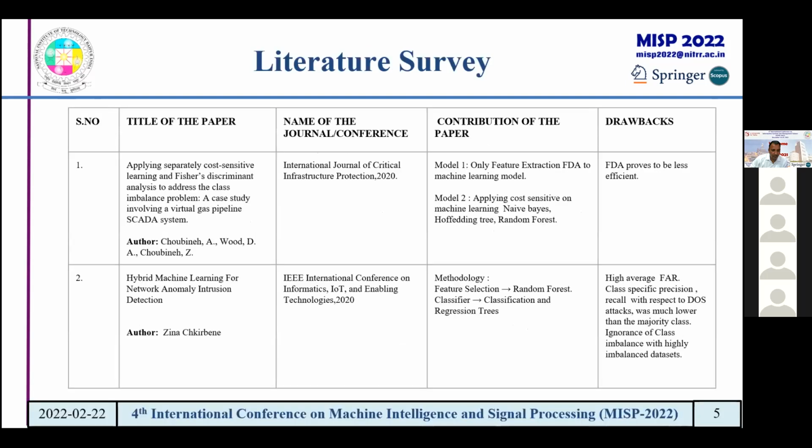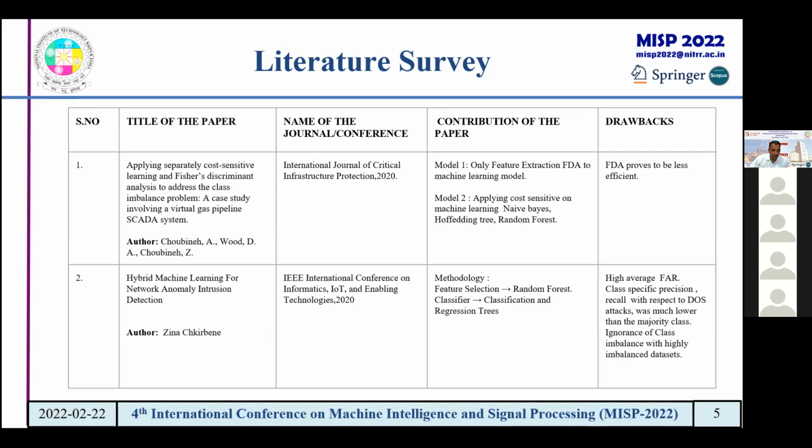These are our literature survey. The first paper is titled Applying Separately Cost-Sensitive Learning and Fisher's Discriminant Analysis to Address the Class Imbalance Problem. The drawback of this paper is that FDA proves to be less efficient.